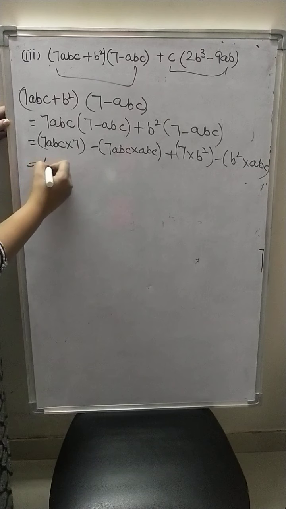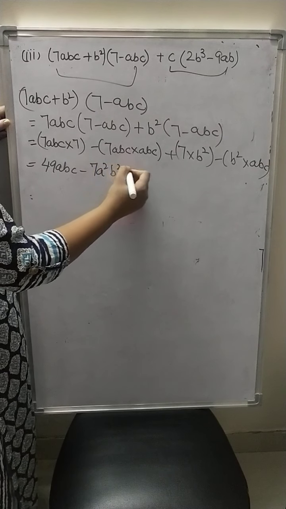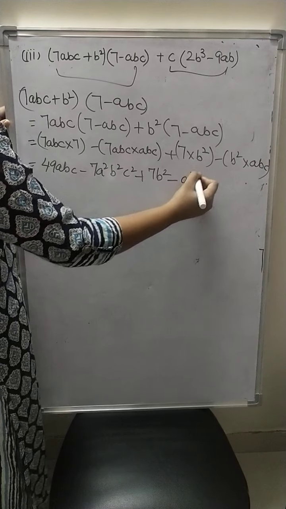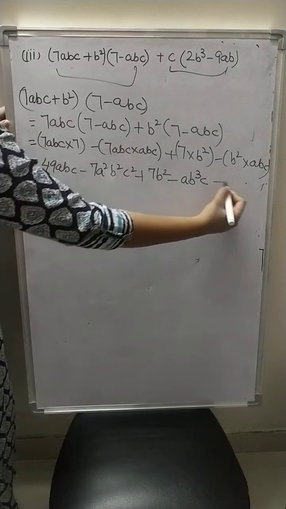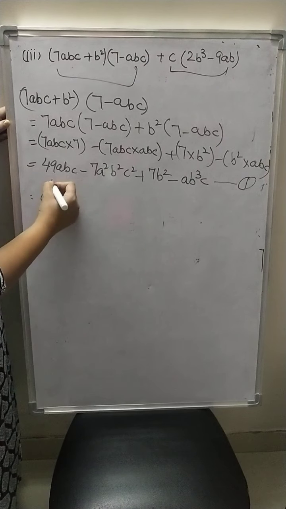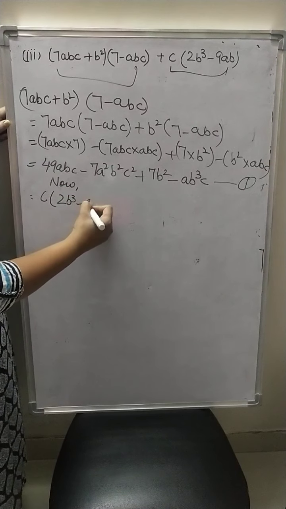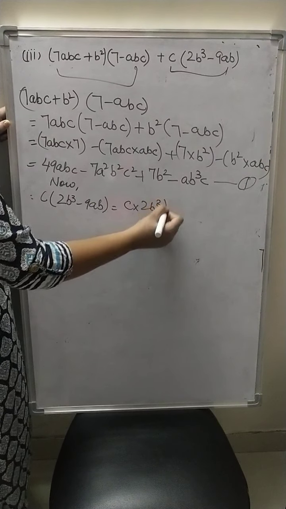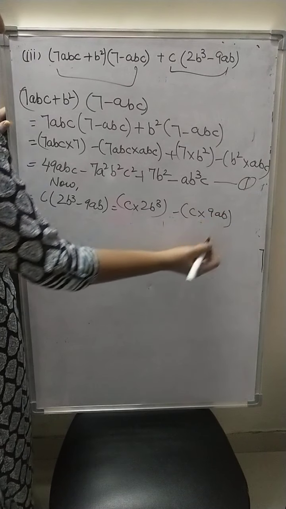So that is 7 sevens are 49abc minus 7a square b square c square plus 7b square minus ab cube c. So this is what we are getting from the first one. So I give this as equation first. Now solving the second one, that is c into, so I write now c into (2b cube - 9ab) is equal to c into 2b cube minus c into 9ab.